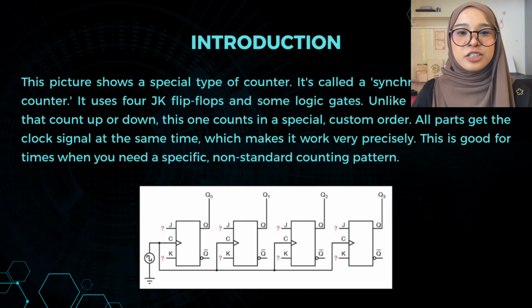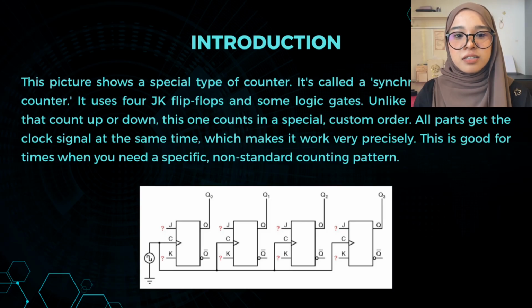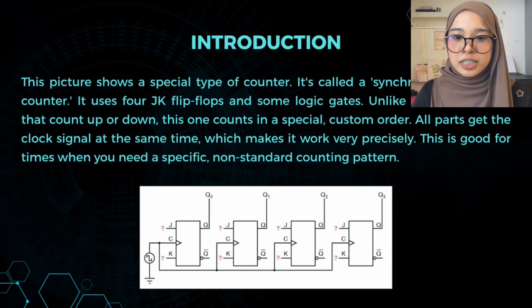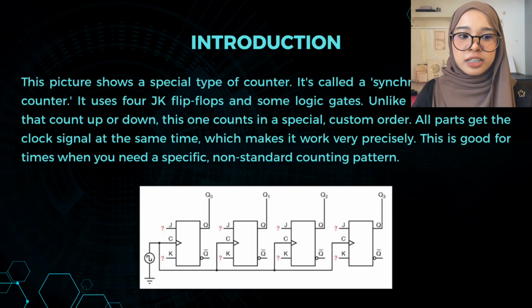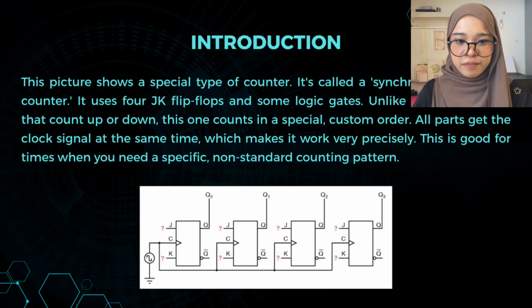Next is introduction. This picture shows a special type of counter. It's called a synchronous abnormal counter. It uses JK flip-flops and some logic gates. Unlike a normal counter that counts up or down, this counter follows a special custom order. All parts get the clock signal at the same time, which makes it work very precisely. This is good for when you need a specific non-standard counting pattern.